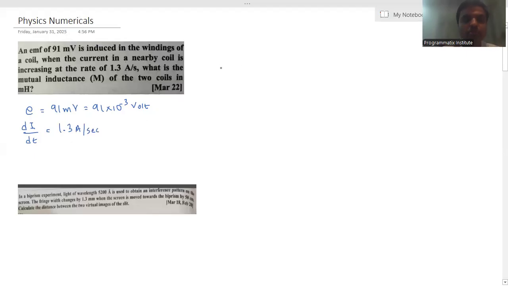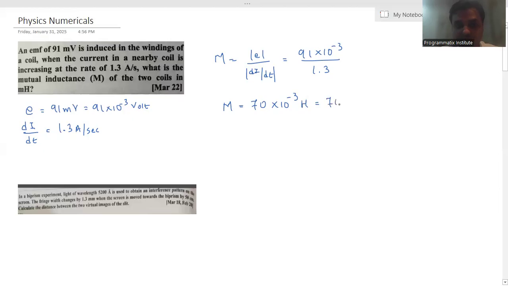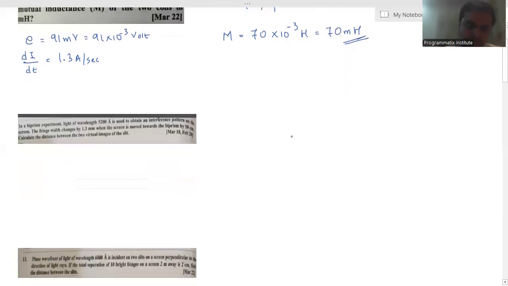As you know, the formula for mutual inductance, capital M, is mod E the whole upon mod of di by dt. When I resubstitute things, the value which I get is 91 into 10 raised to minus 3 the whole upon 1.3. By solving this, we get 70 into 10 raised to minus 3 Henry, or we can also call it 70 millihenry. And this is nothing but the final answer.